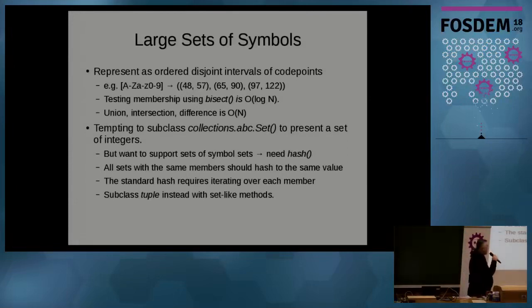The standard hash algorithm requires you to iterate over every element. So that's really slow if you've got lots and lots of integers in a set. So we subclass tuple instead and make it look a bit set-like. We could actually ignore the requirement that all sets with the same members are supposed to hash to the same hash, but I didn't want to do that, so that was a bit tricky.